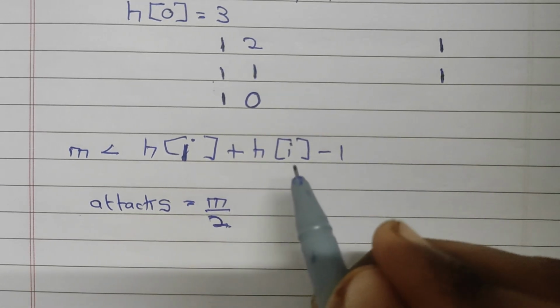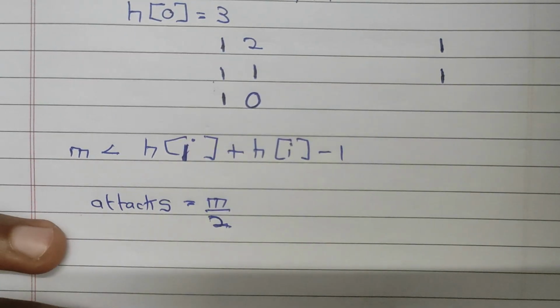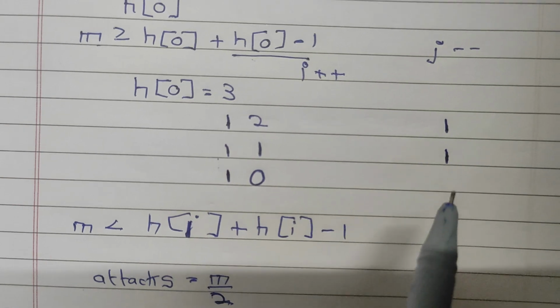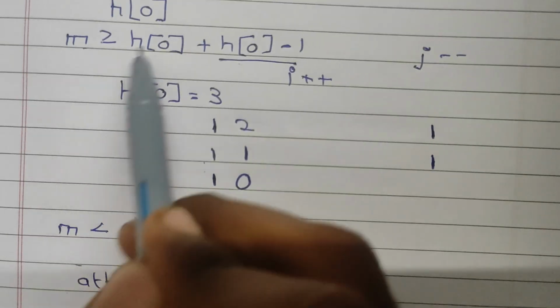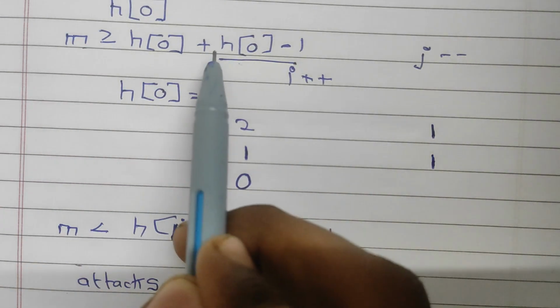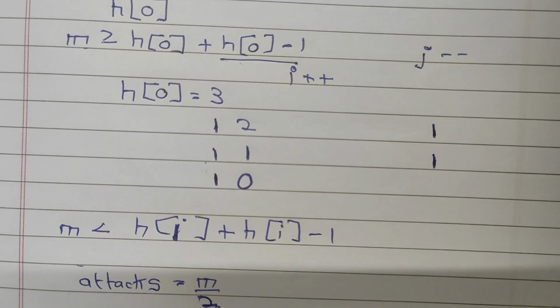So now we have to implement this. Implementation is the main task. This is the main logic. The only logic was understanding this equation, and these two are the if statements. This is the first if statement and this is the else statement. So I will show you the implementation now.